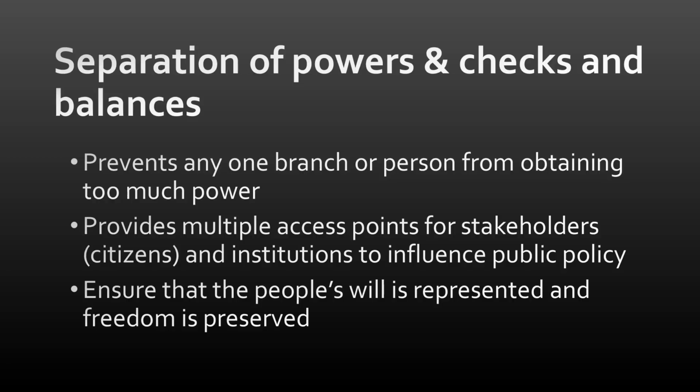Provides multiple access points, so meaning we can influence policy by going to Congress and trying to get them to do what we want, going to the president and trying to get them to do what we want, and going to the Supreme Court, the judiciary, and getting them to do what we want. So we have multiple places from which to influence policy. So that's another benefit. And finally, again, the purpose here is to ensure that the people's will is represented and that freedom is preserved. So that's the ultimate goal of having separation of powers, checks and balances. Not letting anybody get too powerful, making sure that people remain free, and that the government responds to what the people want it to do.